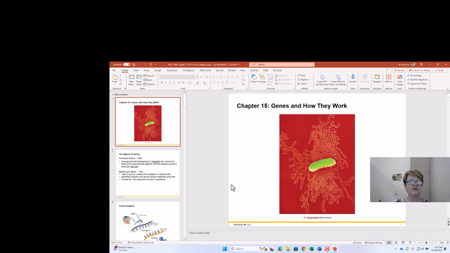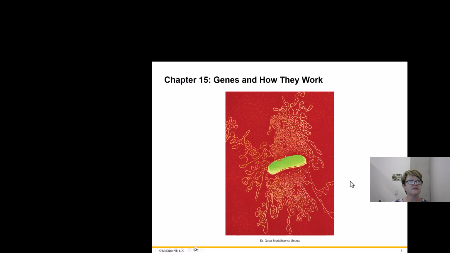Okay, so we are at chapter 15, and we are finally going to talk about genes and what they are and what they do. Mendel figured out that there are instructions, genes, on chromosomes, and that's the chromosomes that are passed during sexual reproduction. So chromosomes are passed to the gametes, and then two gametes fuse to make the new individual.